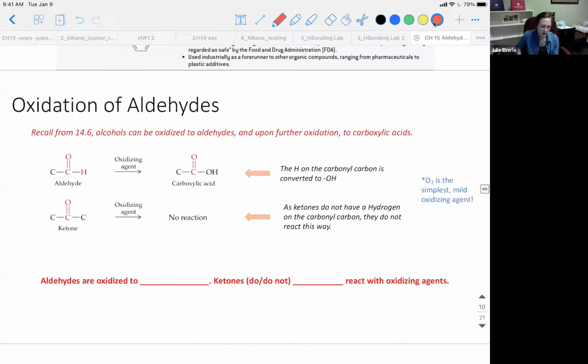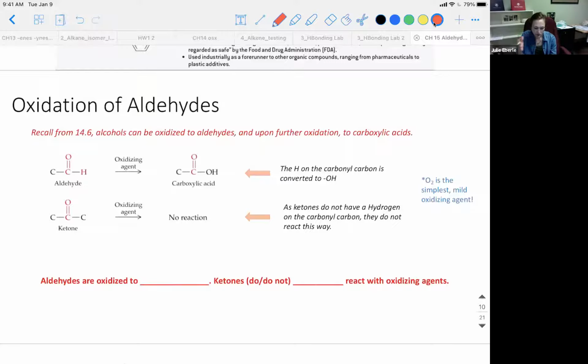Okay, oxidation of aldehydes. So now we're getting into reactions. So far we've talked about identifying aldehydes and ketones, how they're similar and how they're different, and then naming them, and then certain properties associated with them, especially with their boiling points and how that compares to alkanes and alcohols. Okay, so that's what we've hit so far. Now we're going to talk about some reactions.